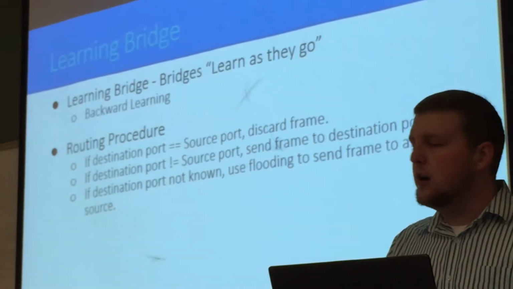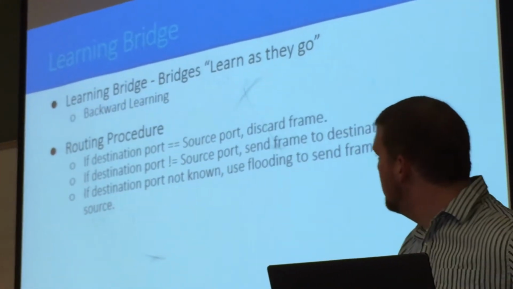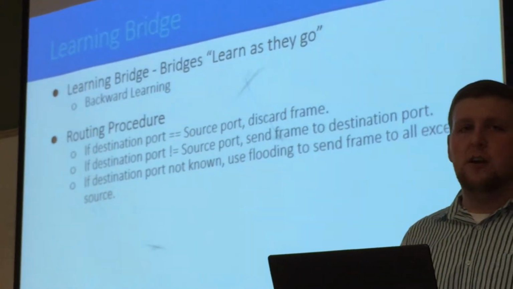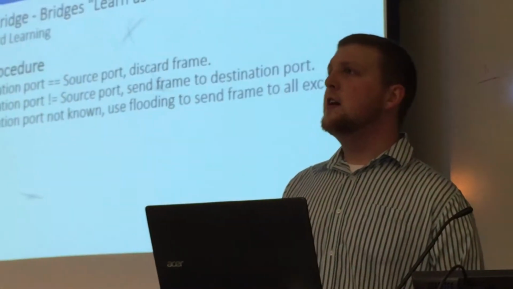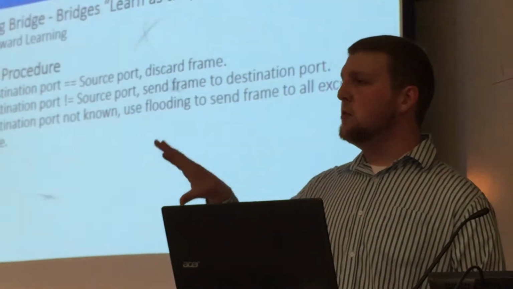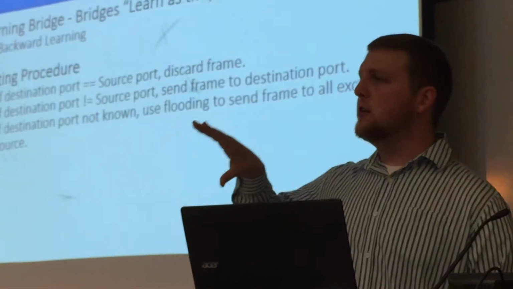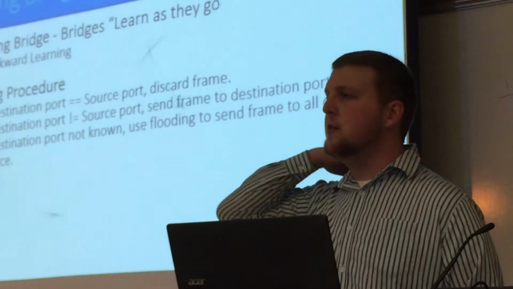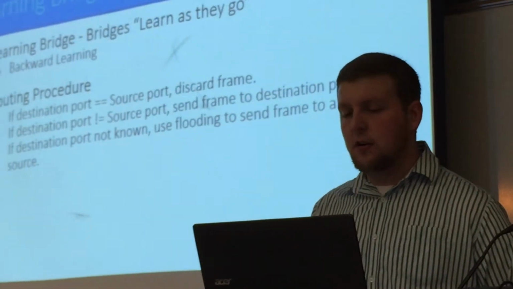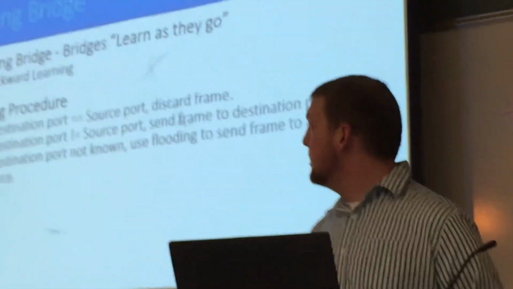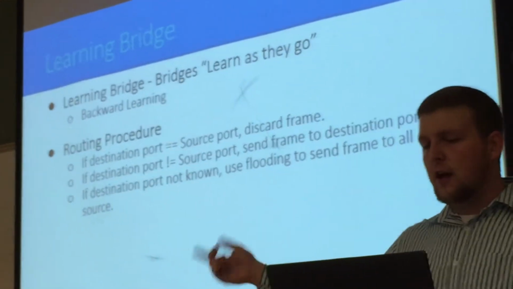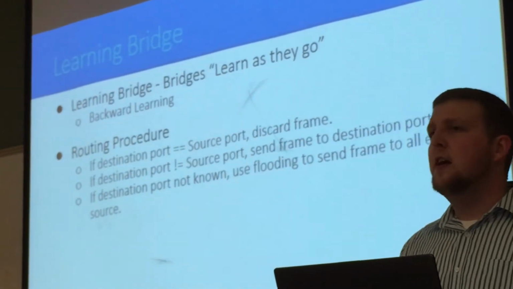So the routing procedure: if the destination port is the same as the source port, then it discards the frame. Basically, it means the computers are on the same local area network, so when it broadcasts the frame, the computer already received the frame, so it doesn't need to send it out anywhere. If the destination port is not the same as the source port, it sends the frame to whatever the destination port is.